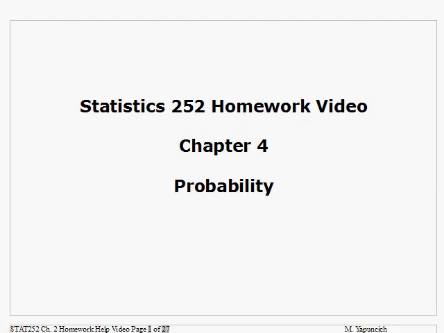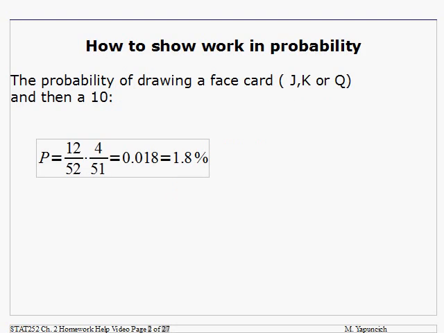This is the first homework help video for Chapter 4 in Statistics on Probability. I want to start off with an example of how work should be shown in this chapter. In this chapter, you're going to be dealing with a lot of fractions, and I would like to see the fractions. For example, here we're going to compute the probability of drawing a face card and then drawing a 10.